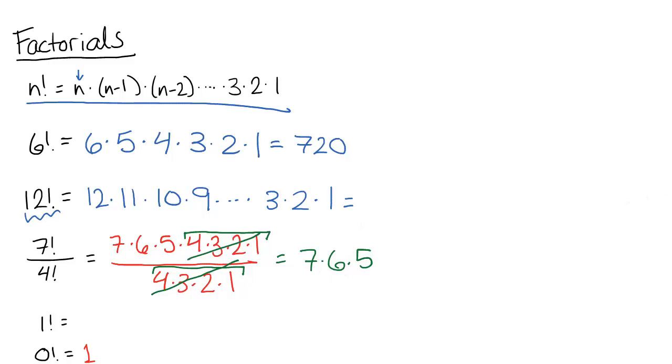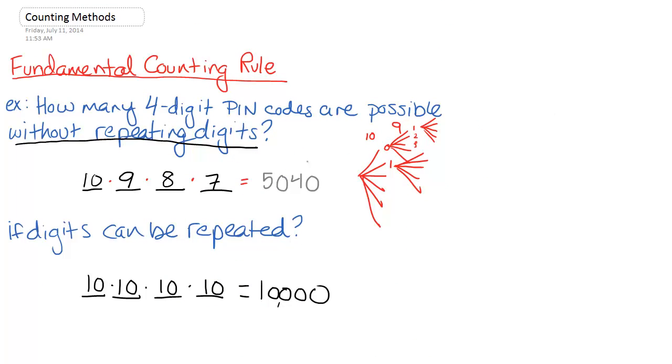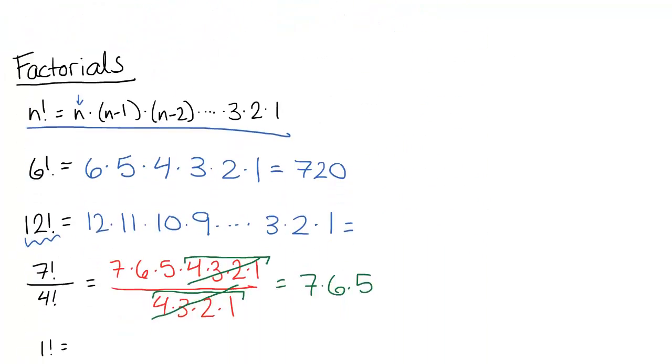If you remember the first problem that we did, when we did the pin codes where there was no repetition, this would actually be a partial factorial. You could write this as 10 factorial over 6 factorial if you wanted to. So this kind of computation is related to factorials.